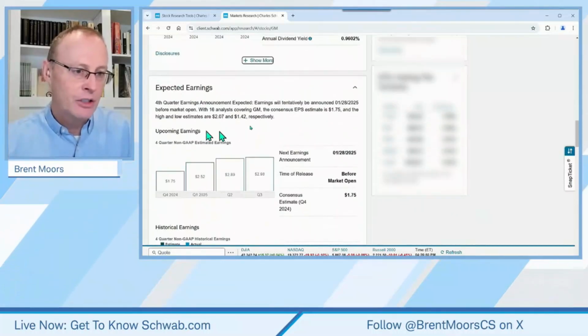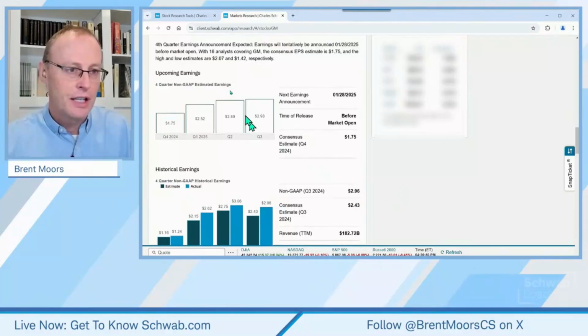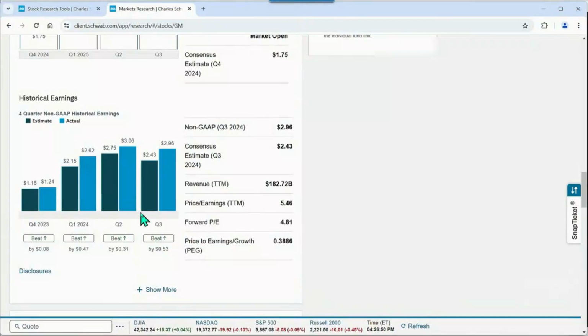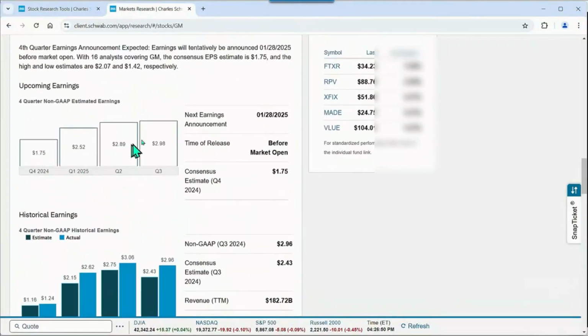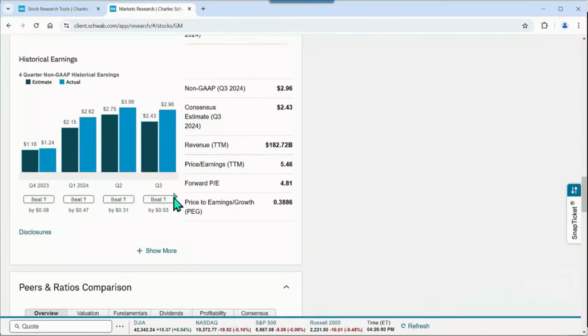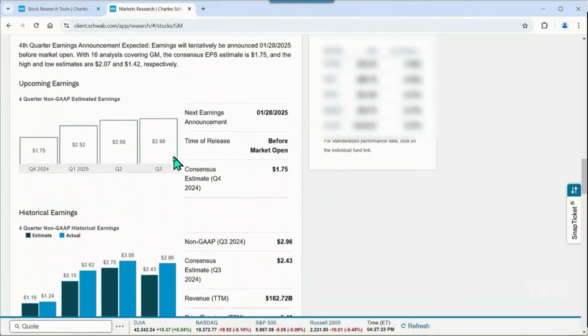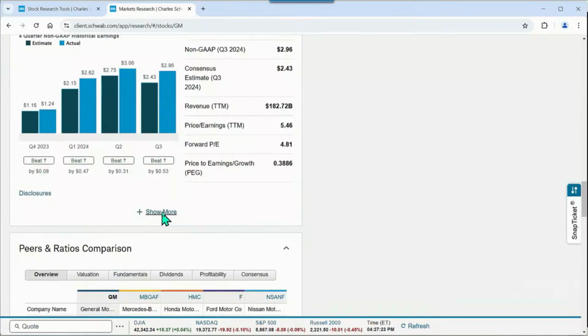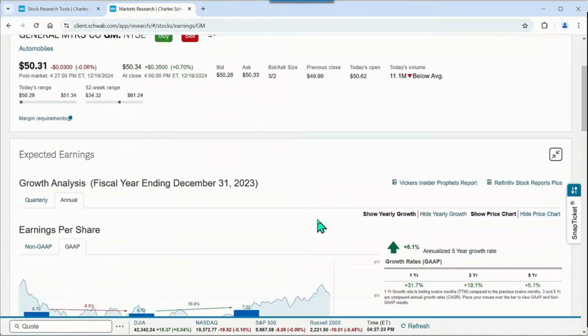So you can see expected earnings right here, and you can see that's upcoming earnings right here, and you can see historical earnings as well. What we'd like to see is projected upcoming earnings going up. This is quarterly, and here is historical earnings. So for growth and for earnings investors, typically what they like to see is historical earnings growing. Those are the ones that are in the bank that we know, but also projected earnings growing. And you can see more detail, of course, if you click on Show More.